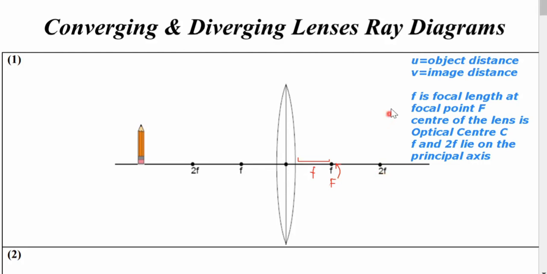Now the small f and 2f represents the focal length, which is the length from the optical center till the focal point, that is represented by a capital F. This whole black line is the principal axis which passes through the optical center C of the lens. Now let's start drawing the ray diagram for this converging lens.